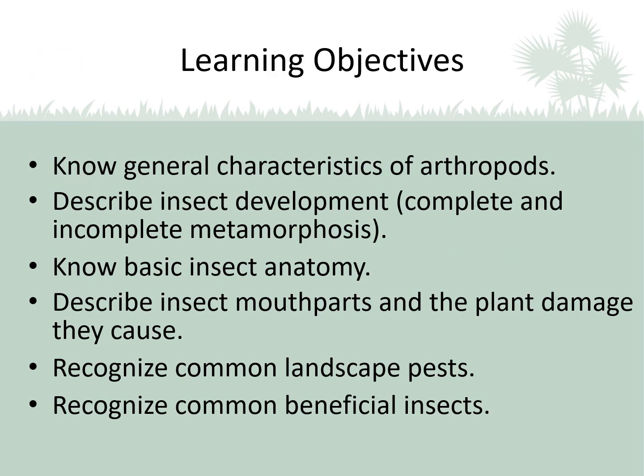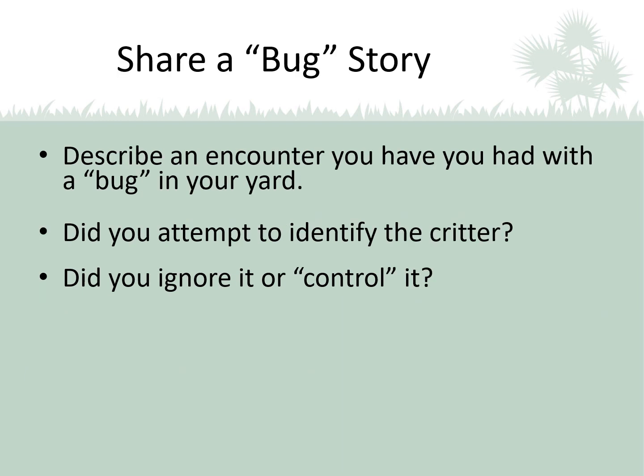Our learning objectives for this module will be to get to know the general characteristics of arthropods, to be able to describe insect development, both complete and incomplete metamorphosis, to know the basic insect anatomy, to describe insect mouth parts and the plant damage they cause, to be able to recognize some common landscape pests, and to be able to recognize some common beneficial insects.